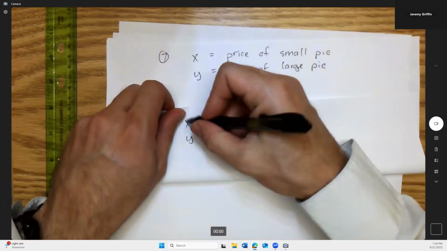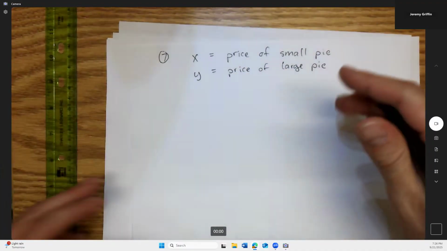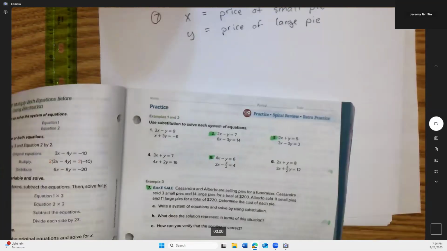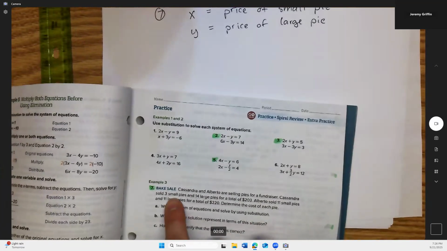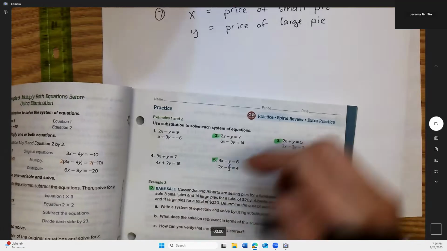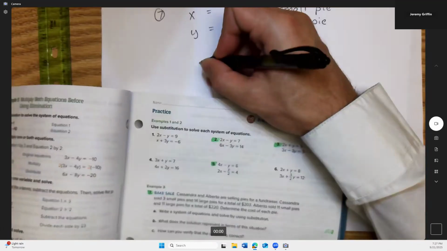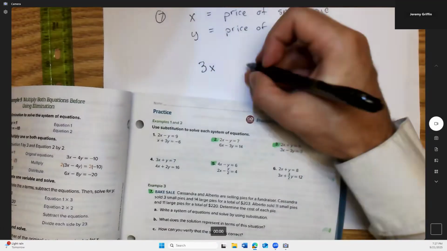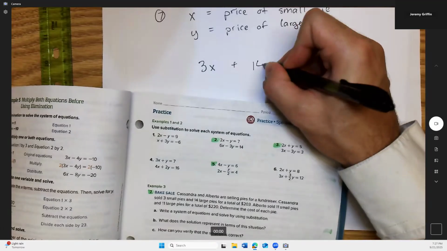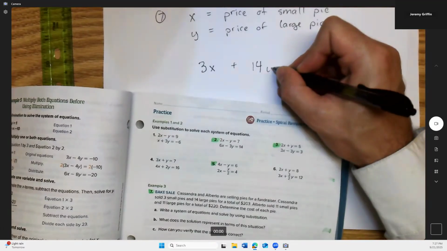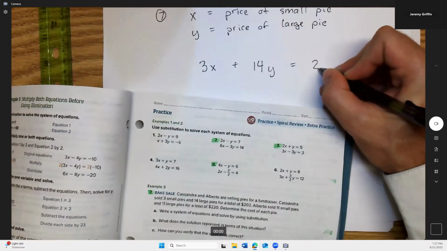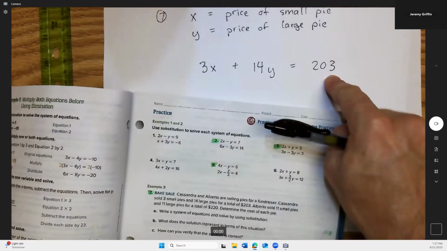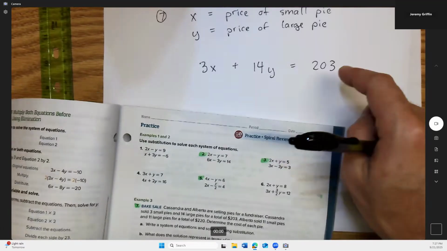Okay, forget all that. Not the number of pies. We know the number of pies. They told us the number of pies. So with that in mind, 3 small pies, 14 large pies. If I do 3 small pies times the price per small pie plus 14 large pies times the price of large pies, that adds up to $203. Number of pies times dollars per pie gives me dollars. Now that's for Cassandra.